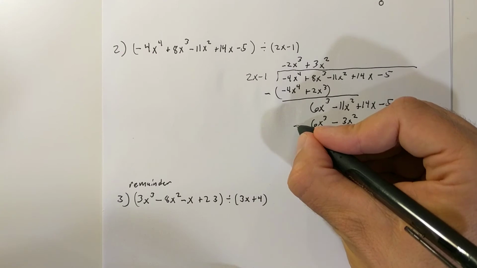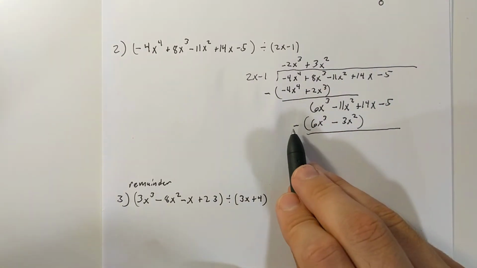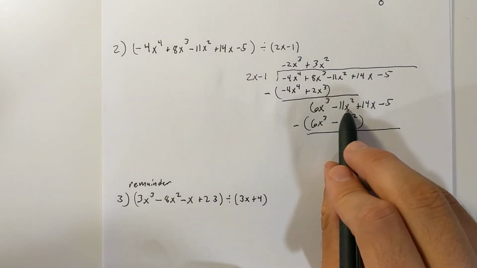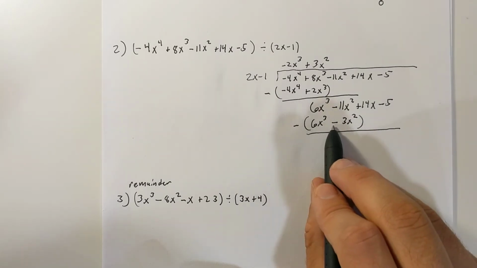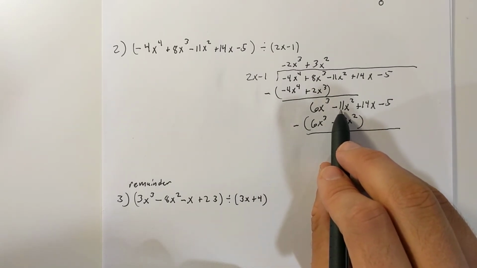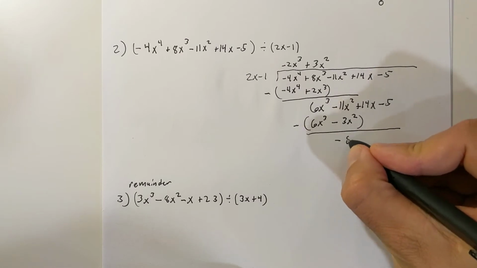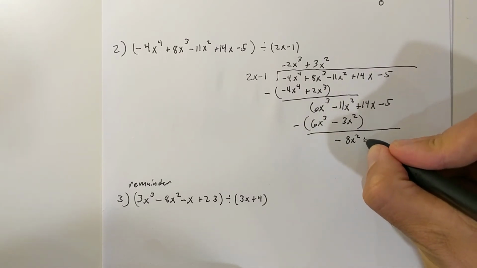Again, I need to subtract. When I subtract, this is negative 11 minus negative. Minus negative means I'm adding. Negative 11 plus 3 is negative 8x squared.